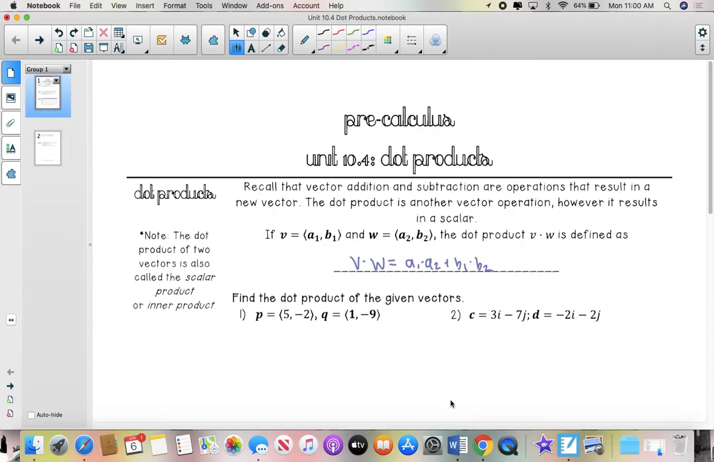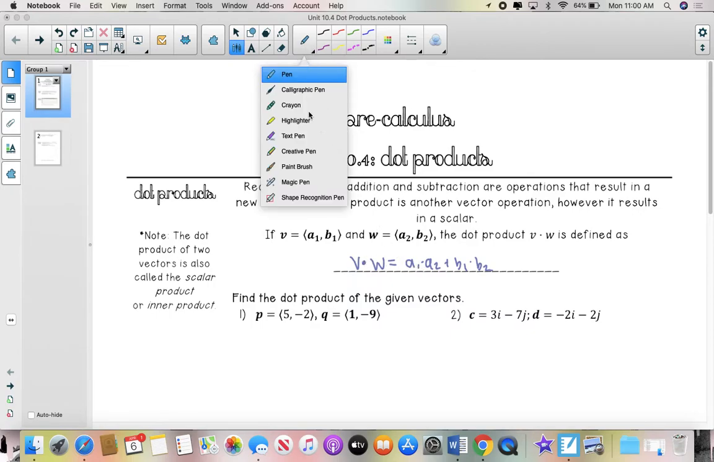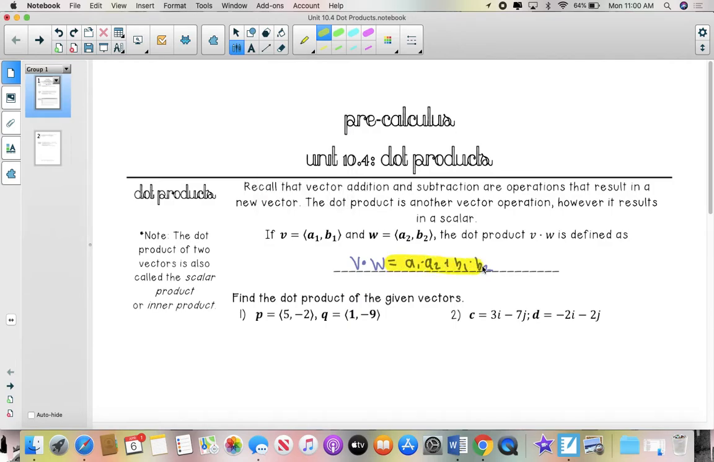So if you look right here, it says if v equals a sub 1 and b sub 1, and w is a sub 2 and b sub 2, then the dot product v dot w, it's supposed to be a bigger dot, is defined as what I have written below. So it's really not that bad.